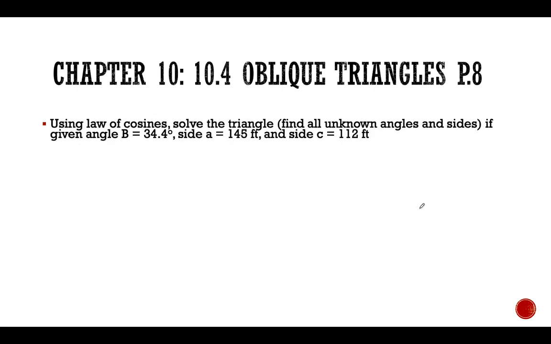Using law of cosines, solve the triangle if you're given angle B equals 34.4 degrees, side A equals 145 feet, and side C equals 112 feet. So stop the video, try the problem, and then we're going to look at the answer.